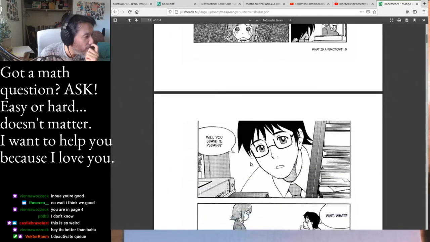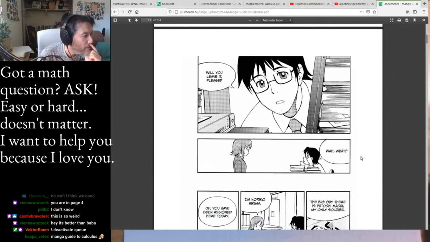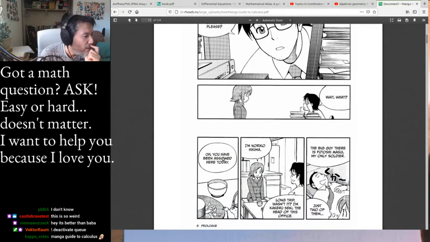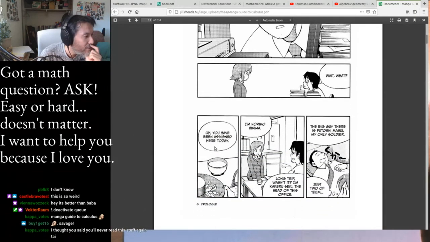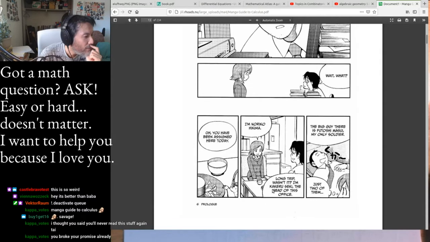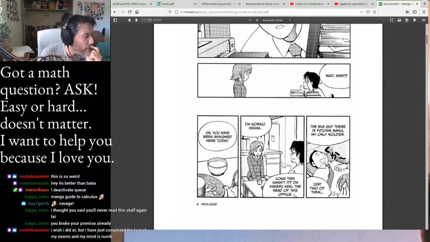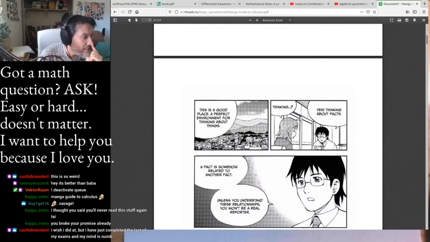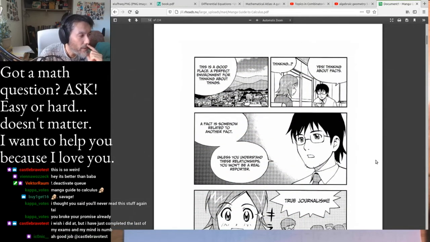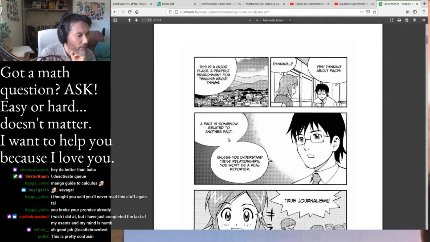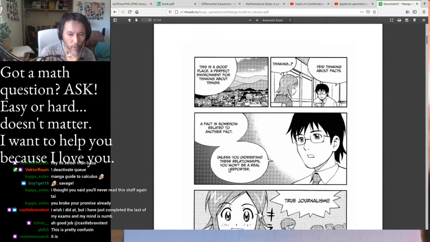Lunch delivery? Will you leave it, please? Wait, what? Oh, you have been assigned here today. I'm Noriko Hikima. Long trip, wasn't it? I'm Kakeru Seki, the head of this office. The big guy there is Futoshi Masui, my only soldier. Just two of them, huh? This is a good place, a perfect environment for thinking about things. Thinking? Yes, thinking about facts. A fact is somehow related to another fact. Unless you understand these relationships, you won't be a real reporter.